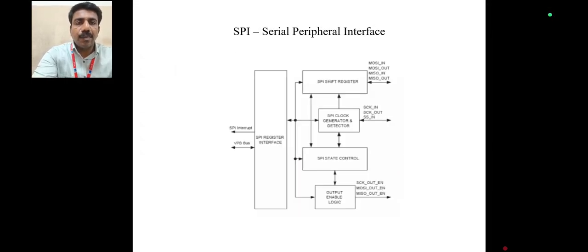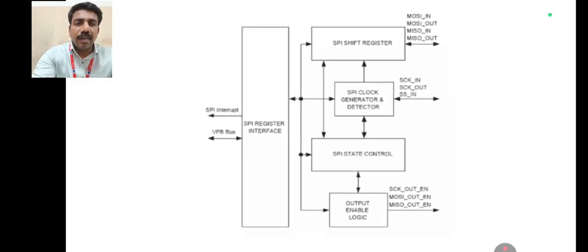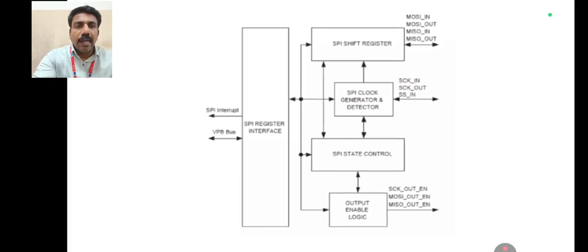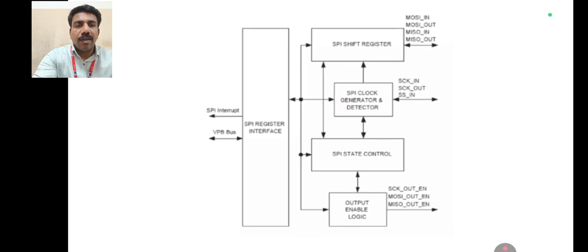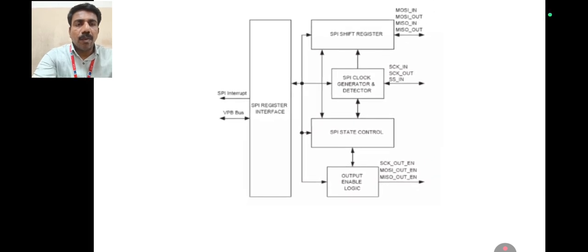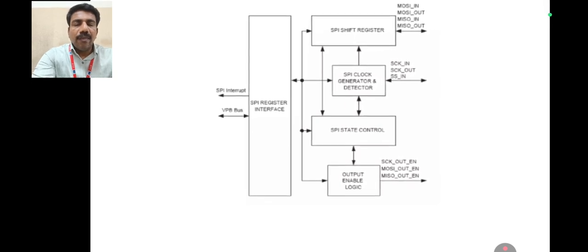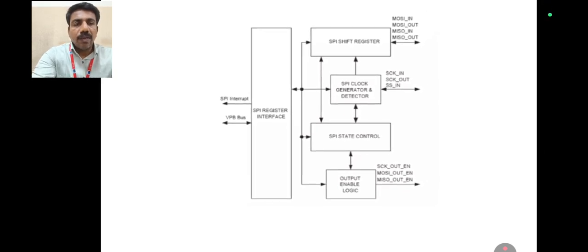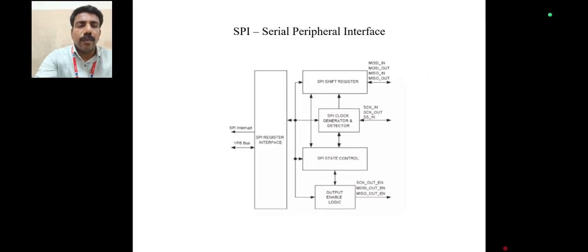Serial peripheral interface, SPI. The serial peripheral interface is also one type of interface. It has a SPI shift register, SPI state controller, output enable logic, SPI register interface. It has MOSI. MOSI means master output slave input. MISO, master input slave output configuration. If a device acts as a master, other devices will act as a slave.